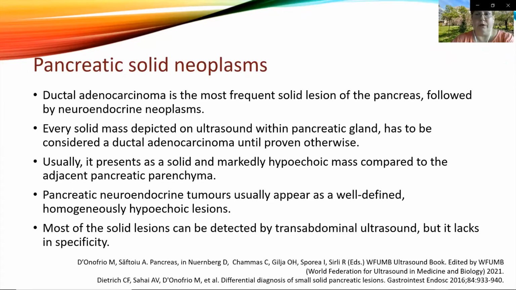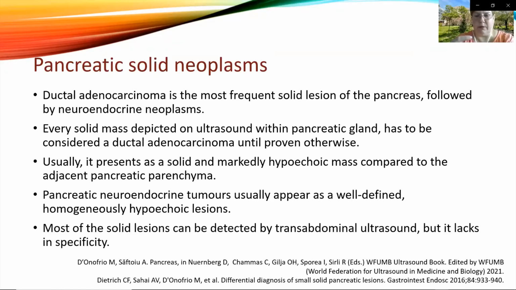So whenever we find a solid mass in the pancreatic gland, it has to be considered ductal adenocarcinoma until it's proven otherwise, because this is the most frequent lesion. Usually it presents like a solid and markedly hypoechoic mass, usually not very well defined, when you compare it with adjacent pancreatic parenchyma. On the other hand, the neuroendocrine tumors are usually also hypoechoic, but better defined, so they are well-defined homogeneous lesions. But of course, transabdominal ultrasound is not enough for differentiation between the two lesions.